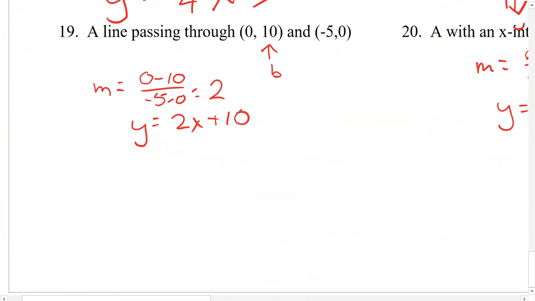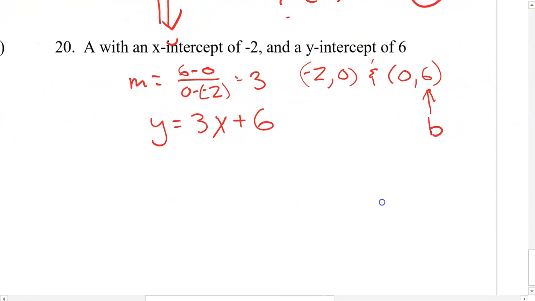For number 19, a line passing through 0, 10 and 5, 0. Here we already are given our b value, because that is the point where x equals 0, and we can calculate our slope. y2 minus y1, 0 minus 10, over x2 minus x1, 5 minus 0. 0 minus 10 is -10. The denominator is 5. Wait, as stated: -5 minus 0 is -5. A negative divided by a negative is a positive. And 10 divided by 5 is 2. So our slope is 2. And as I said, we already had our b value at +10.